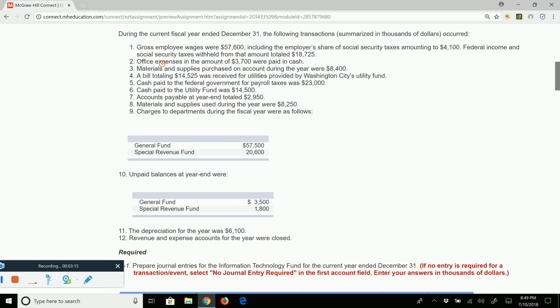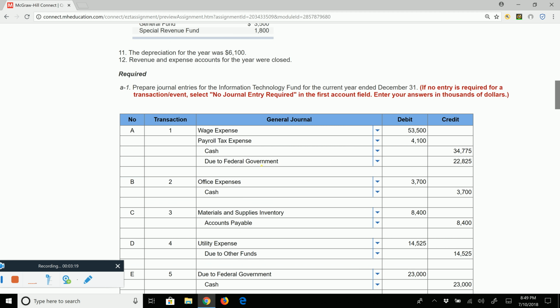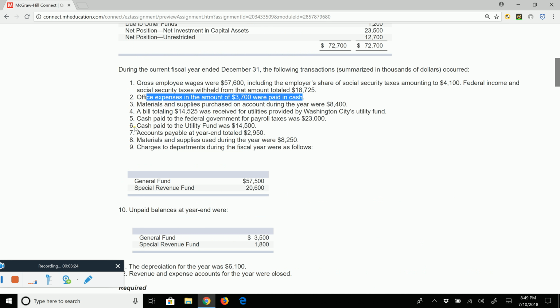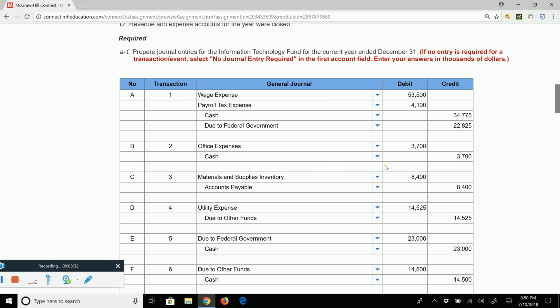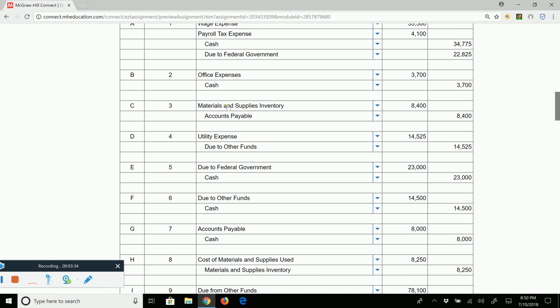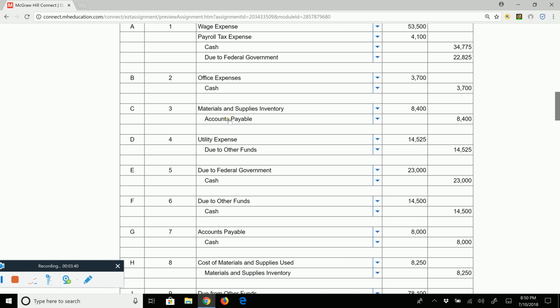Number two, office expenses of $3,700 were paid in cash. Debit office expense, credit cash. Very simple journal entry. Number three, materials and supplies purchased on account, $8,400. So we bought them on account. Debit the asset, materials and supplies. Credit accounts payable because we bought it on account.